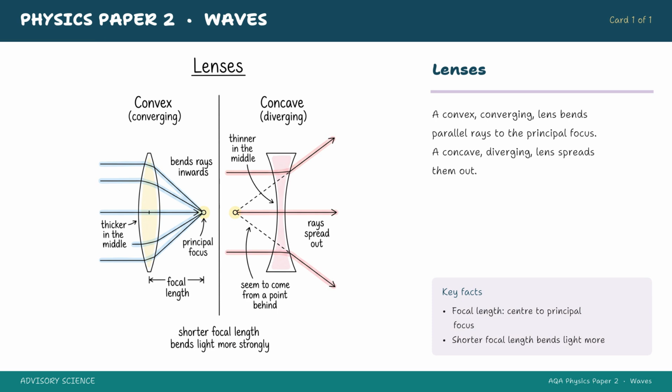A concave lens, also called a diverging lens, is thinner in the middle than at the edges. It spreads parallel rays of light apart so they appear to come from a point behind the lens.